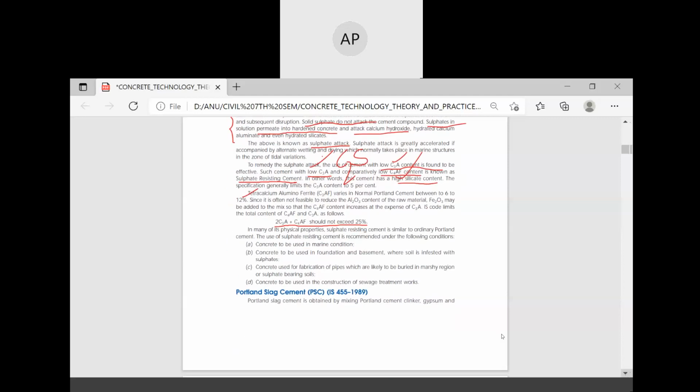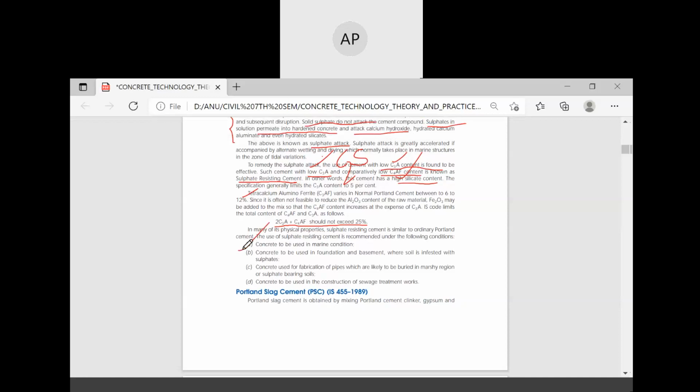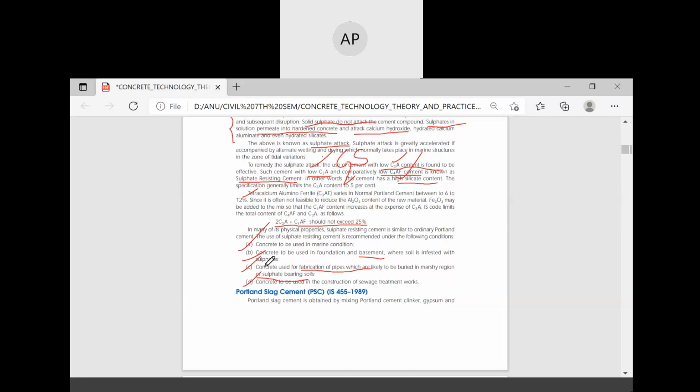What is it suitable for? This type of cement can be used in marine conditions. Concrete should be used in foundations and basements where the soil is infested with sulfates. Concrete is used for fabrication of pipes which are likely to be buried in marshy regions or sulfate bearing soils. It should also be used in the construction of sewage treatment works.